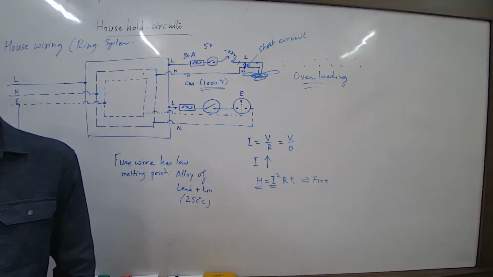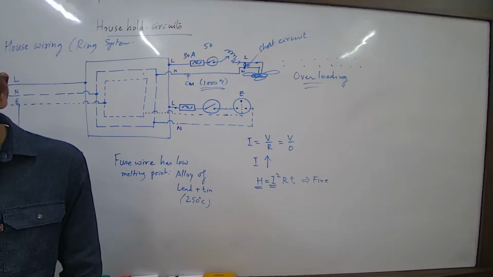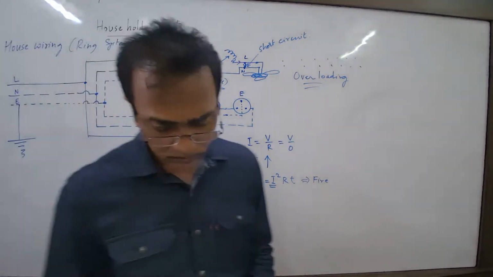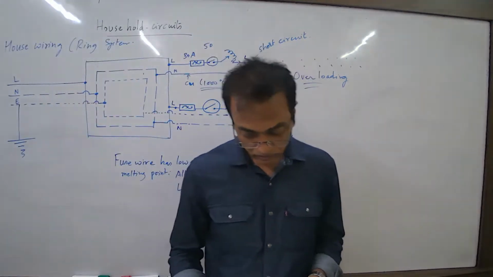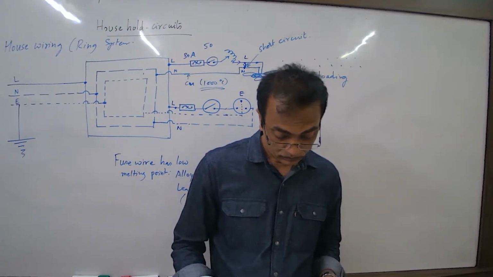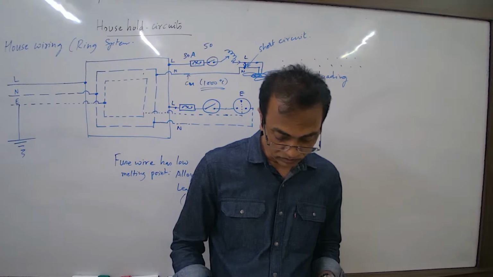Got it? So the diagram itself is given, right? So what is the description? The 2 bulbs are connected in parallel. Both bulbs glow at the same voltage.